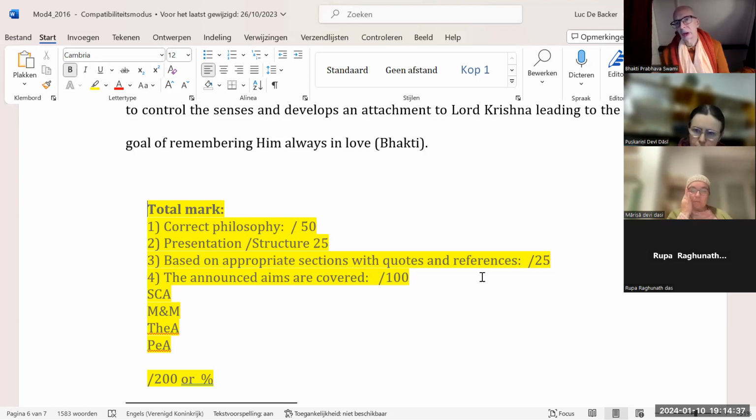Presentation and structure means there is an introduction. In the introduction, the crucial aim should be explained. What's the purpose of the essay? And what method will be used to attain that aim? That's in the first paragraph.